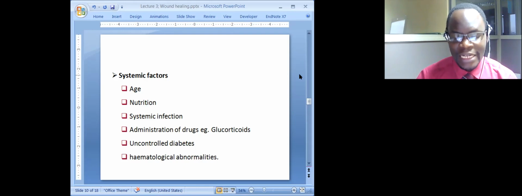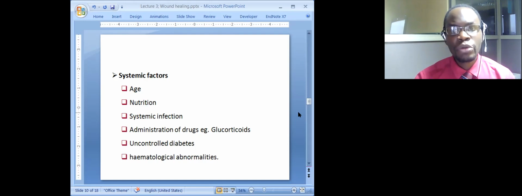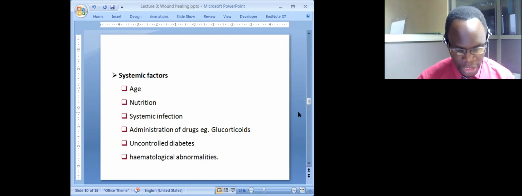So basically, that is it about this lecture concerning wound healing, and so you should be able to know what wound healing is, how wound healing occurs, what factors influence wound healing, what the phases of wound healing are, and also how different tissues heal as far as wound healing is concerned. So please read more about it.